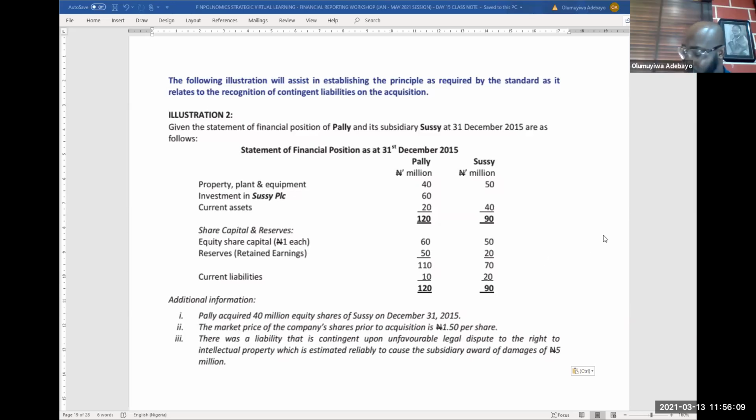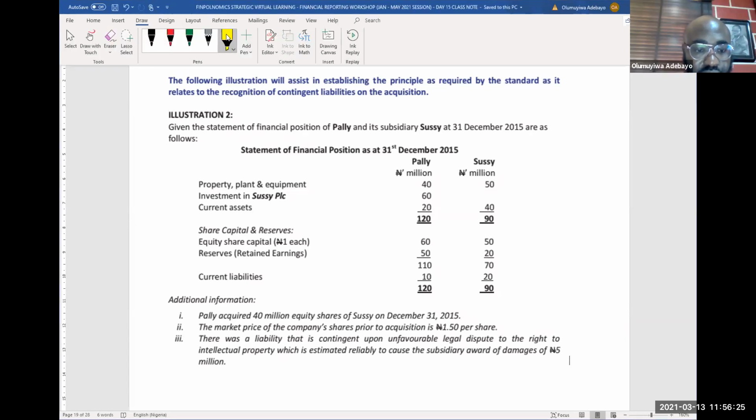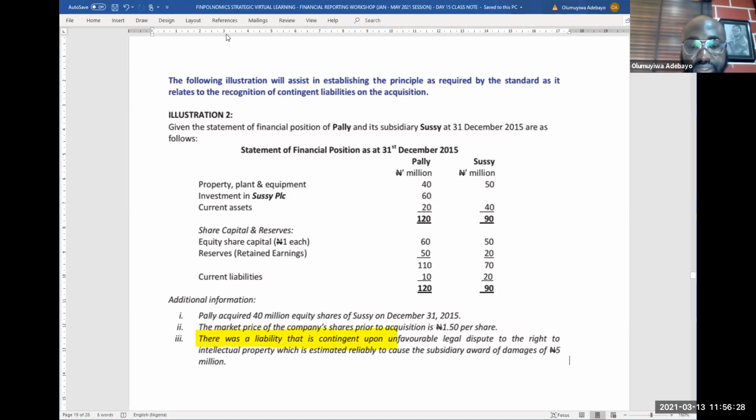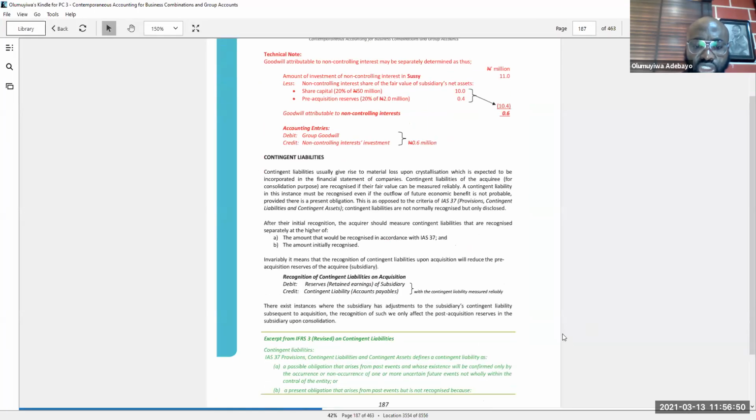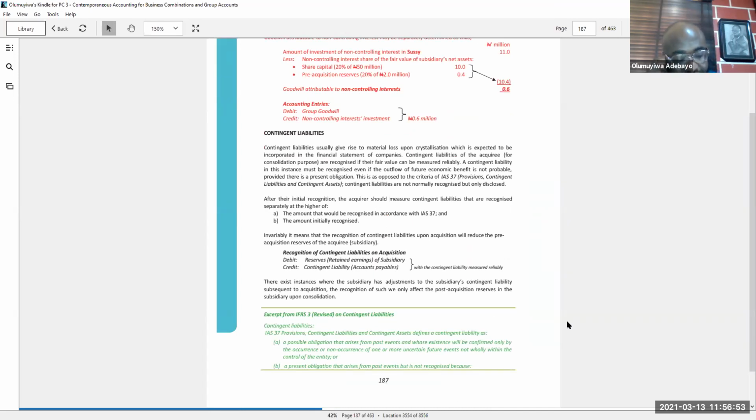Now, what principle do we want to test here? It borders on contingent liability, with respect to contingent liability at the point of acquisition. This is where the principle lies. Now, we'll go back here, and I want you to do something for me. Nuruddin, can you introduce us to the contingent liability perspective with respect to IFRS 3?